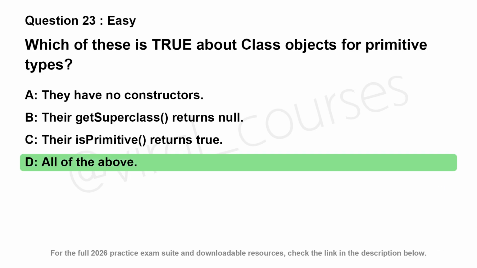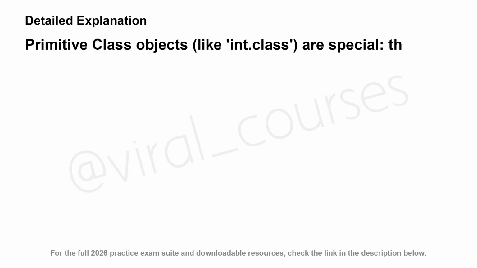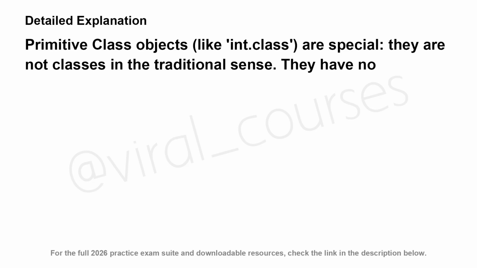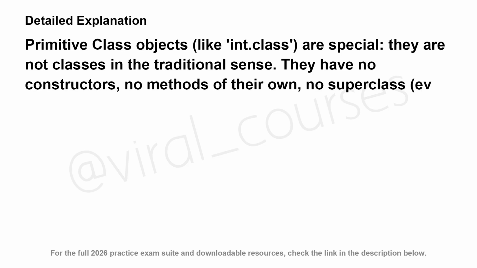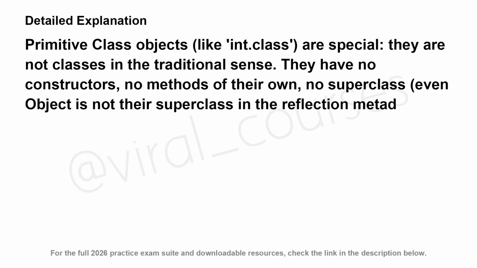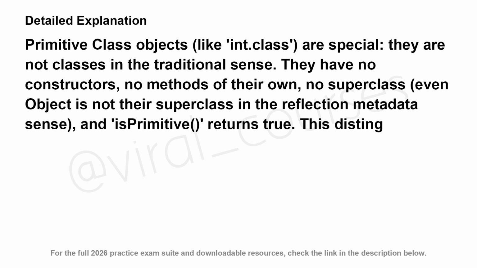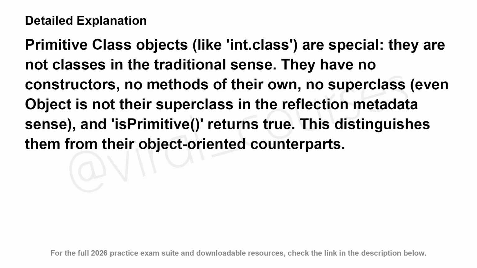The correct answer is D. Primitive class objects, like int.class, are special. They are not classes in the traditional sense. They have no constructors, no methods of their own, no superclass. Even Object is not their superclass in the reflection metadata sense, and isPrimitive returns true. This distinguishes them from their object-oriented counterparts.